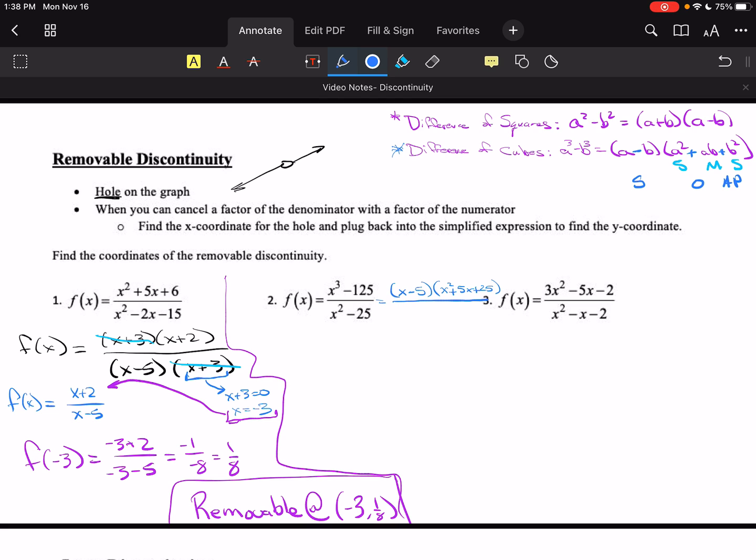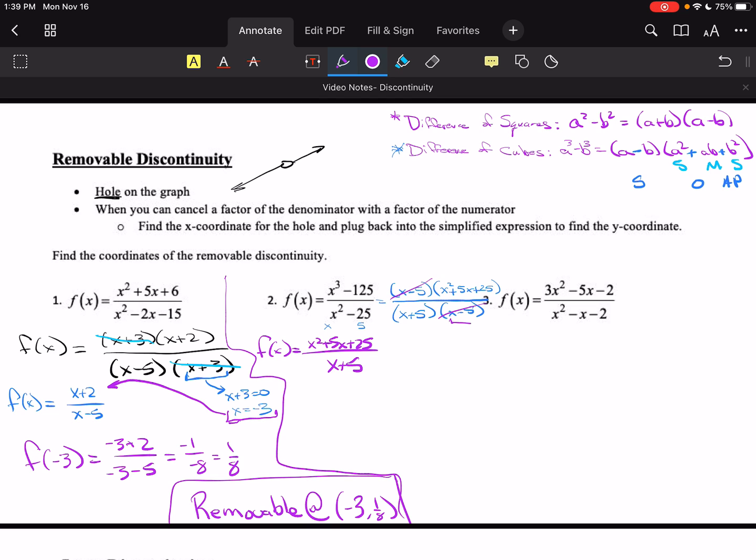So there's the top. On the bottom, I have difference of squares, right? So A would be x, B would be 5, and I would have x plus 5, x minus 5. Now, I see that I have an x minus 5 on top and bottom, so that's what cancels. And my new function is x squared plus 5x plus 25 all over x plus 5. Now again, I have some stuff canceling, so I need to find that ordered pair where my hole is going to be, where that removable discontinuity is going to be.